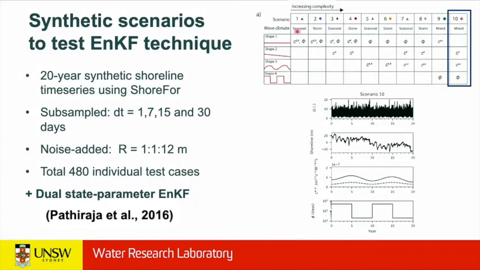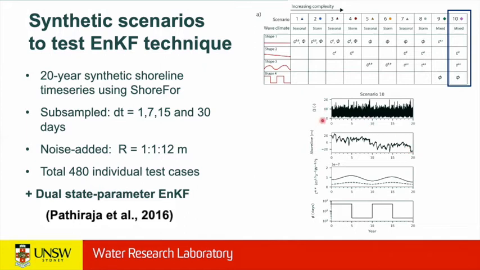We first created 10 synthetic scenarios using the shore-form model. We set different 20-year synthetic time series of wave climate, and we predefined 4 different shapes that potentially represent the variability of the model parameters responding to underlying changes in wave climate. The first shape is a flat shape, then we created a linear negative trend, a sinusoidal shape, and a stepwise function. For example, the most complex scenario, scenario number 10, is shown here.